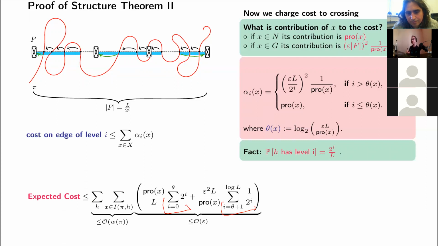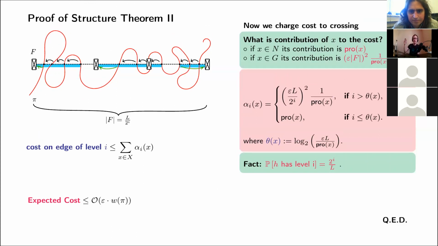And here the same happens, but in reverse. So pro of x cancels out, L cancels out, and when epsilon cancels out, I have epsilon. And now I have proven that the expected cost is epsilon times the length of opt. Yeah, that's really compressing 10 pages into 2 slides. Any questions about this proof?